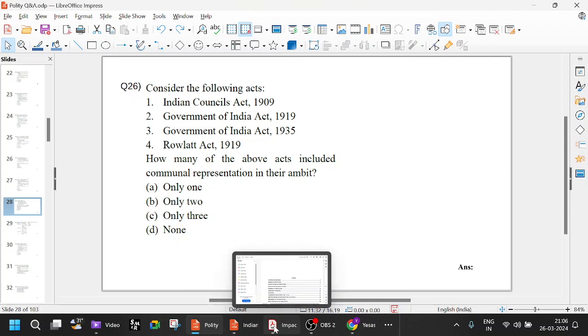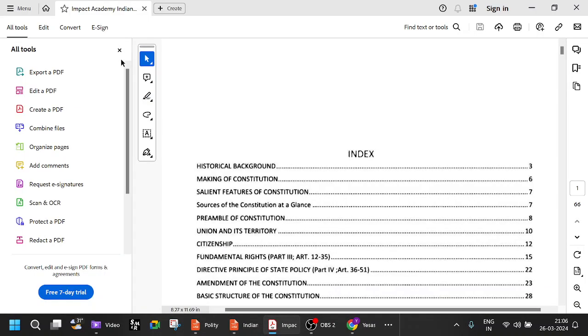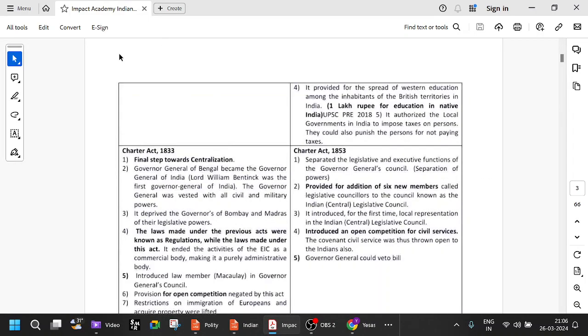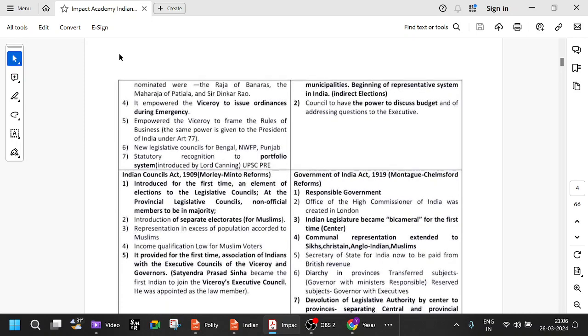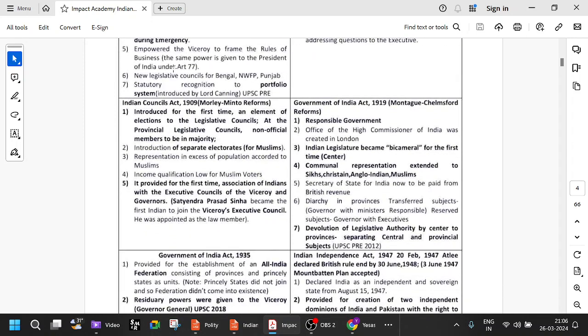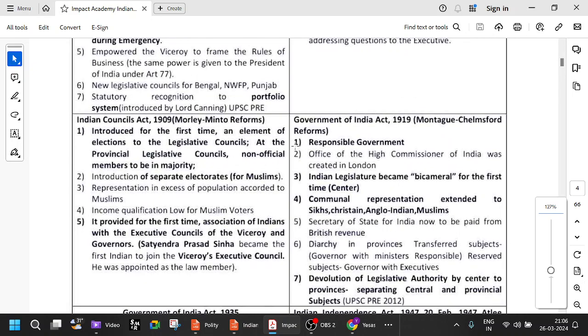So, if you look at the acts, we are starting from 1909. We have seen multiple times that the Indian Councils Act 1909, also called the Morley Minto Reforms, is the first act which introduced separate electorates for Muslims. And in this only we see the father of communal electorate, Lord Minto. Lord Minto is called the father of communal electorate, especially for this.